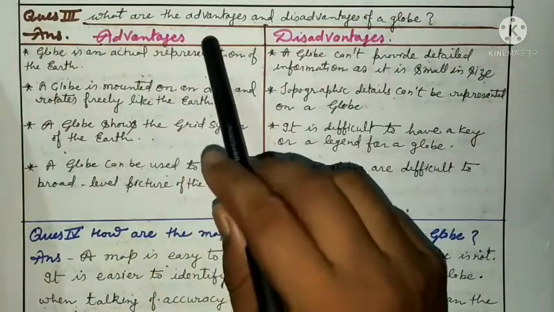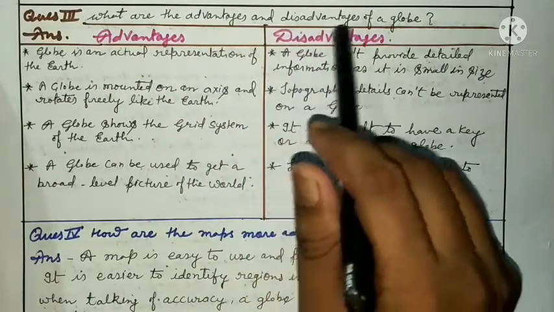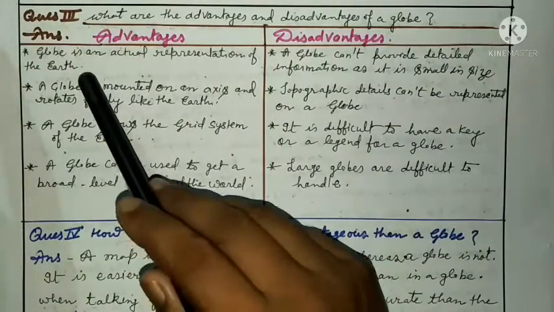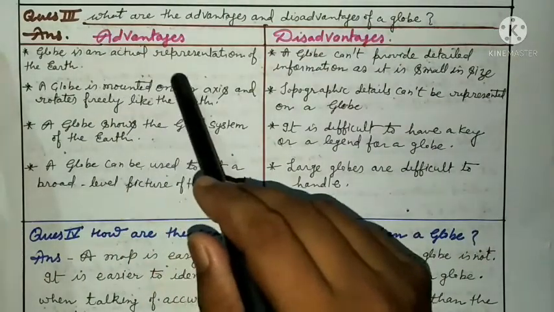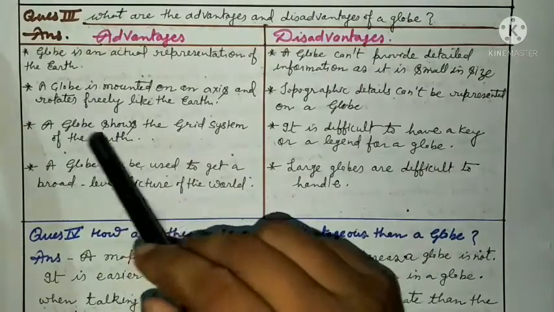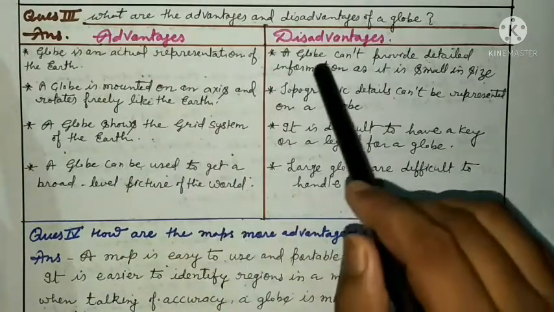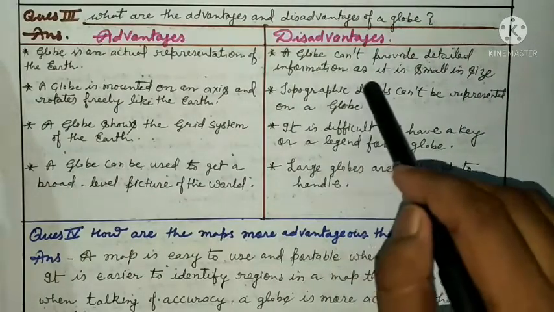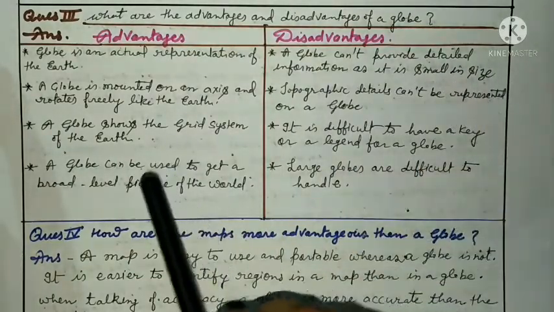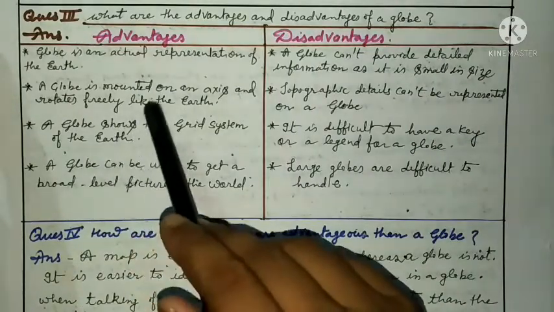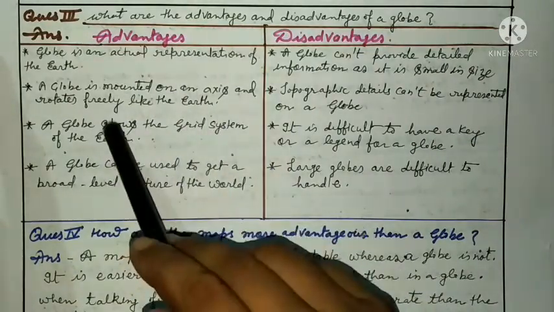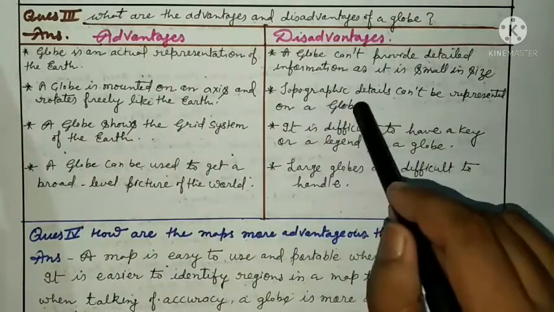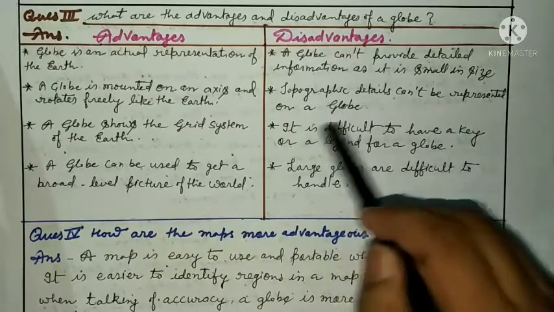Third, what are the advantages and disadvantages of the globe? Advantage: globe is an actual representation of the earth. Disadvantage: a globe cannot provide detailed information as it is small in size. Advantage: a globe is mounted on the axis and rotates freely like the earth. Disadvantage: topographic details cannot be represented on a globe.